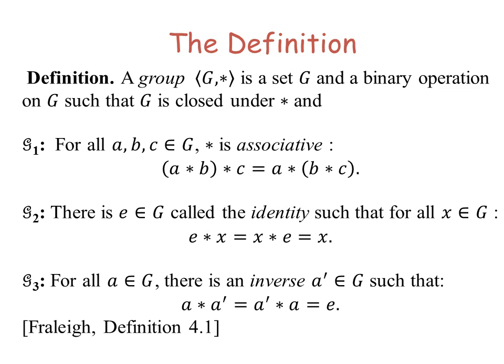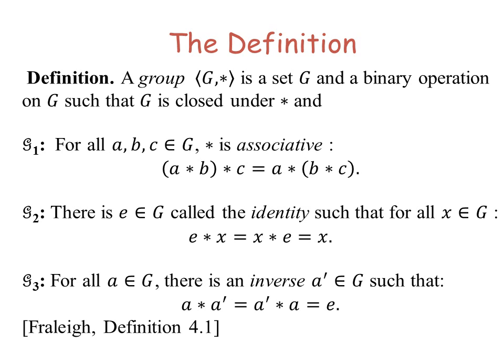We require that the group G be closed under binary operation star. That is, we require that the element produced by the binary operation is itself in the group. This is why we cannot use the set of integers along with a binary operation of division as a group since, for example, 3 divided by 4 is not an integer.